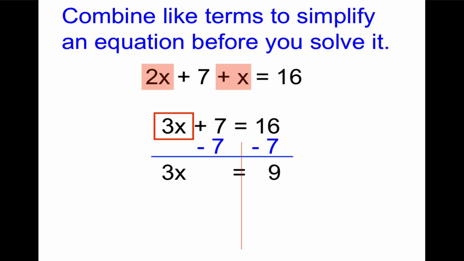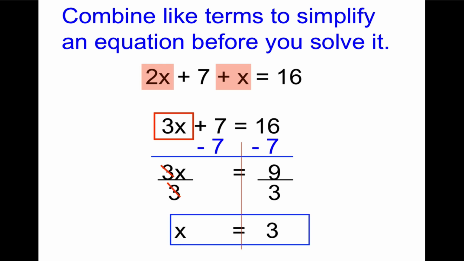Last step would be to divide. We're trying to get rid of that 3. That's multiplying the x. We want to get x by itself. So let's divide both sides by 3, because 3 divided by 3 equals 1. Therefore, that's 1x. And 9 divided by 3 equals 3. Box it out. That's your answer. X equals 3. So this is the first type of multi-step equation that we're going to talk about, where you combine like terms to simplify an equation before you solve it.